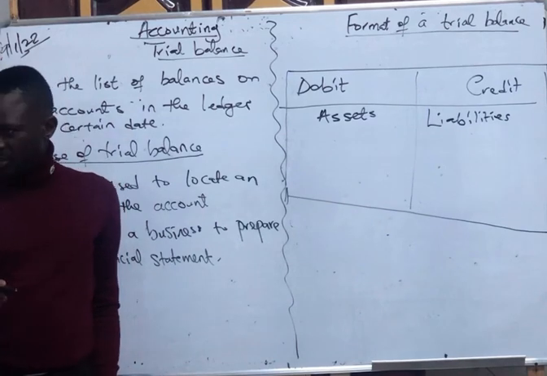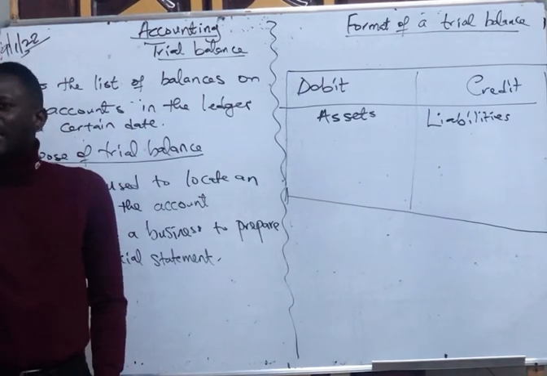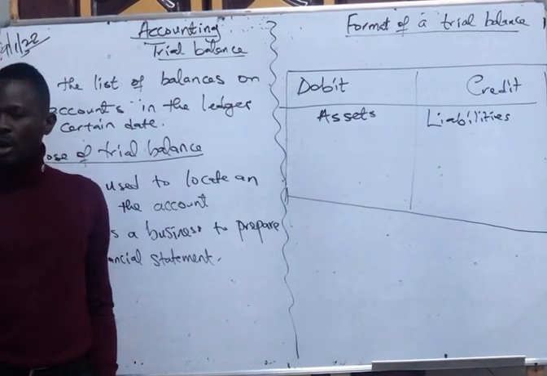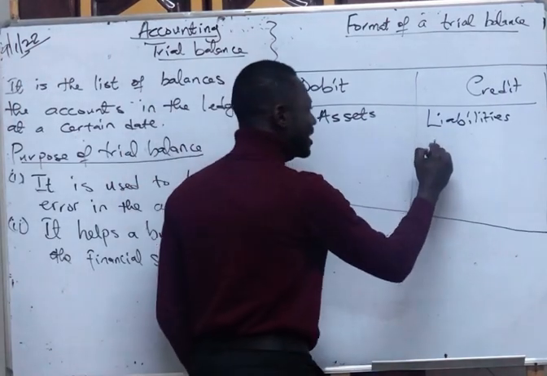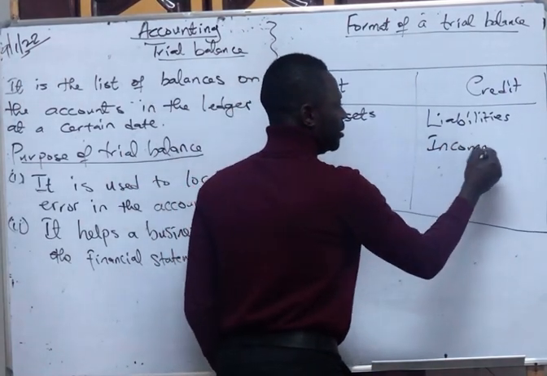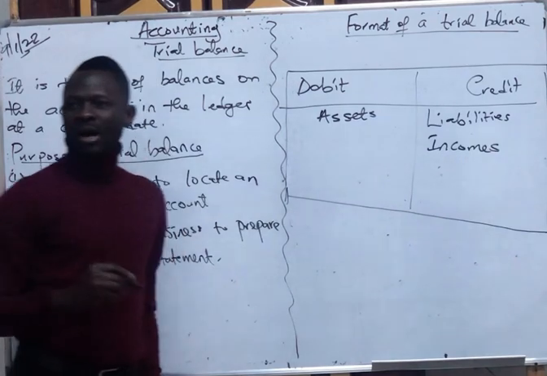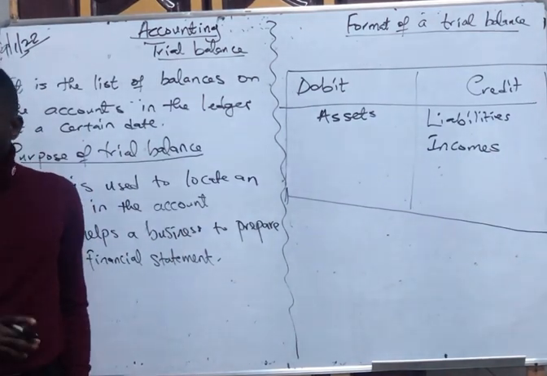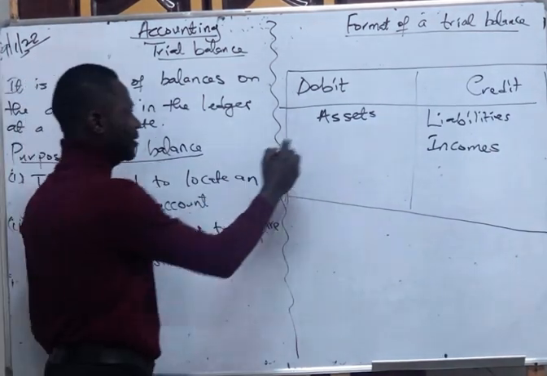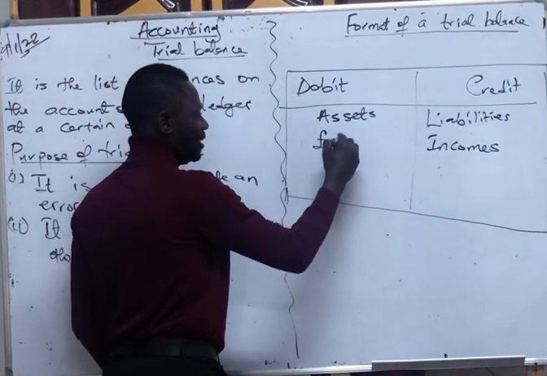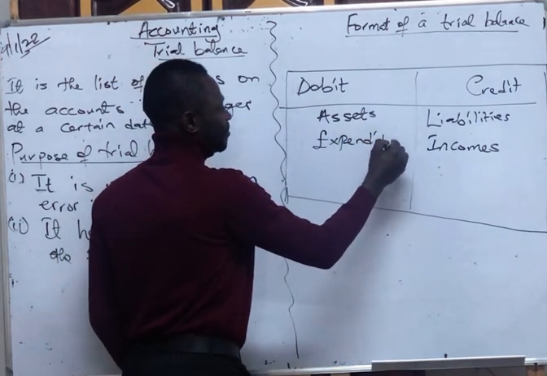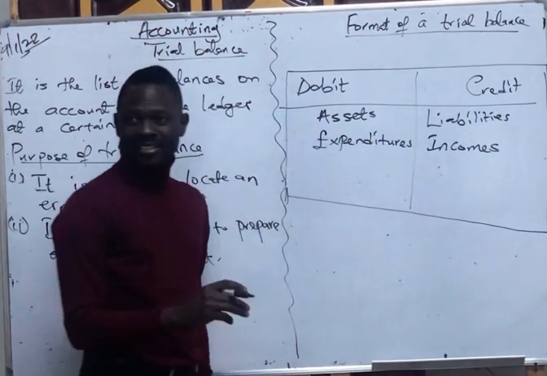All incomes, the money that comes to your business, are always on the credit side of your trial balance. That means expenditure will go where? The debit side. Are you getting it? Yes.